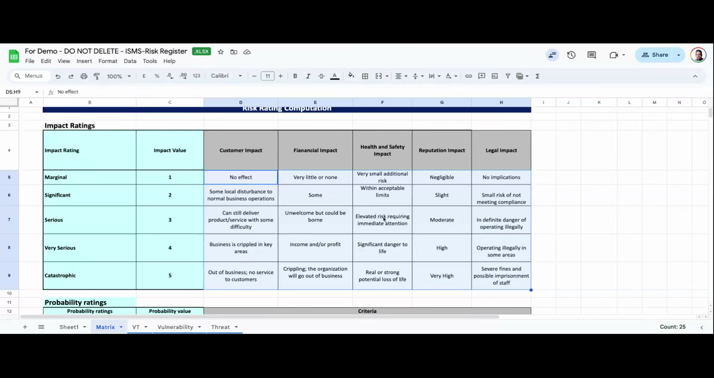Now I'll ask a question so that I know whether you are able to understand the impact side of things or not. Let's say there is a call center, and in the call center there has been a ransomware attack. Now raise your hands and tell me what would be the impact.